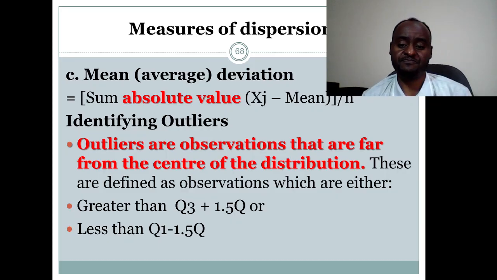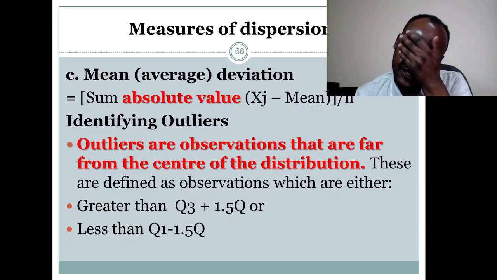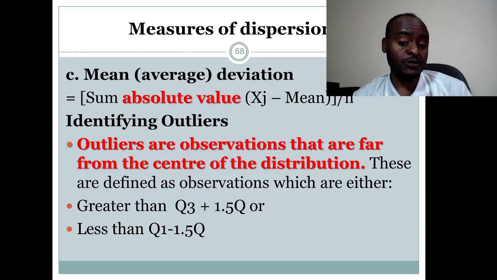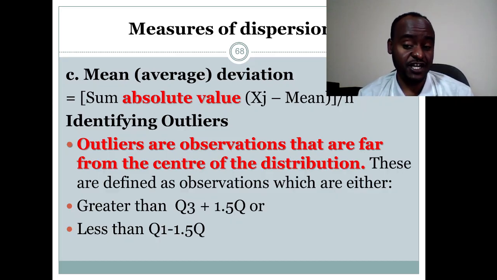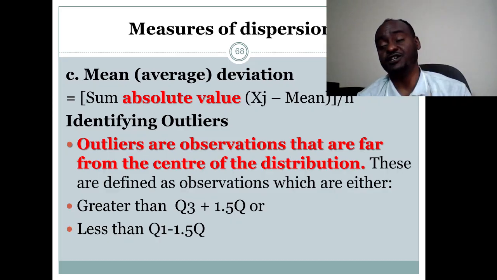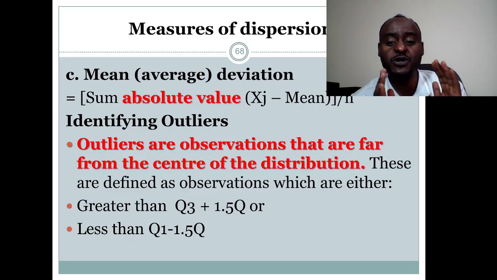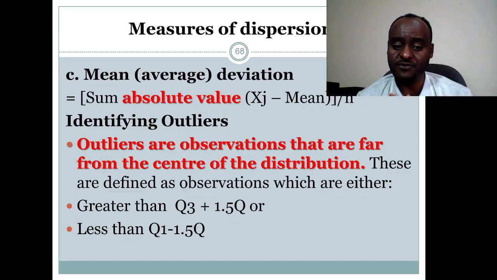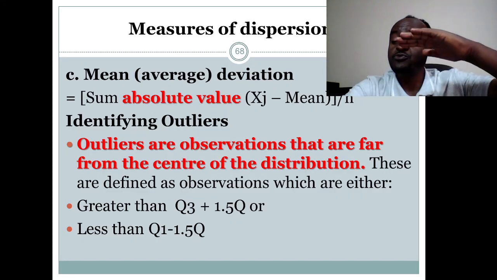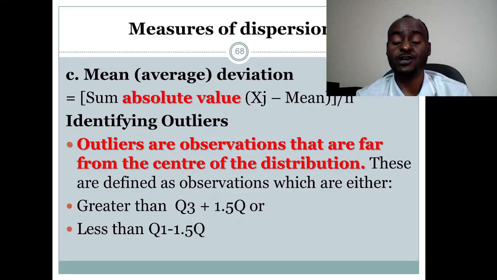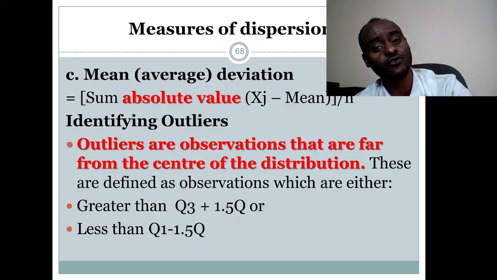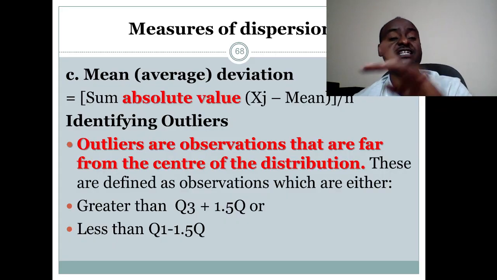That is the problem. Of course, identifying outliers. Outliers are observations that are far from the center of the distribution. When we say an outlier, it is an observation which is very far from the center of the distribution, or from the rest of the data points. That is an outlier, which is very far from the rest, very far from the center of the distribution.